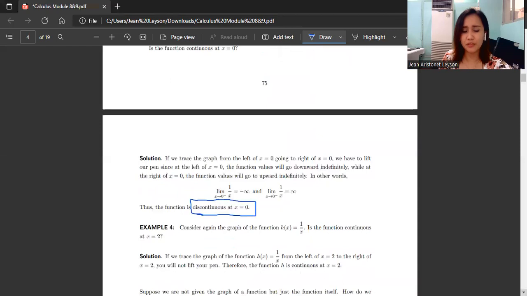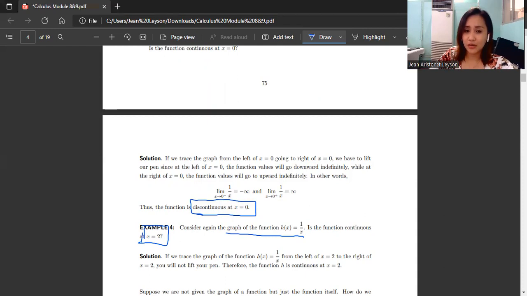Okay. So example 4. Let's use the same graph. Consider again the graph of the function h of x is equal to 1 over x. Same graph earlier. The question is, is the function continuous at x is equal to 2? So that's the question. So solution, if we trace the graph of the function h of x is equal to 1 over x from the left of x is equal to 2 to the right of x is equal to 2, you will not lift your pen. Therefore, the function is continuous at x is equal to 2.